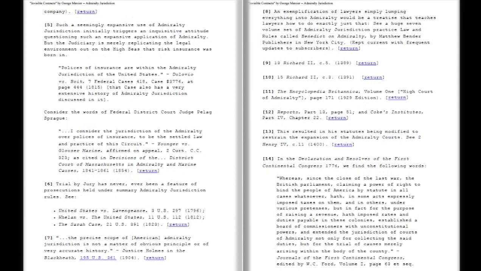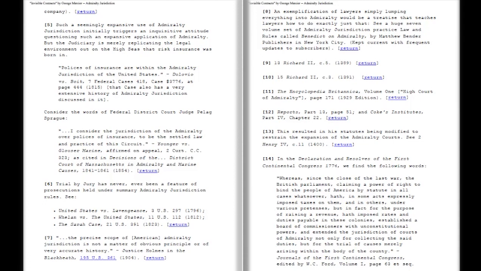Return. 5. Such a seemingly expansive use of admiralty jurisdiction initially triggers an inquisitive attitude, questioning such an expansive application of admiralty. But the judiciary is merely replicating the legal environment out on the high seas that risk insurance was born in. Policies of insurance are within the admiralty jurisdiction of the United States. Deluga versus Boyd, 7 Federal Cases 418, case number 3776, at page 444, 1815. That case also has a very extensive history of admiralty jurisdiction discussed in it.